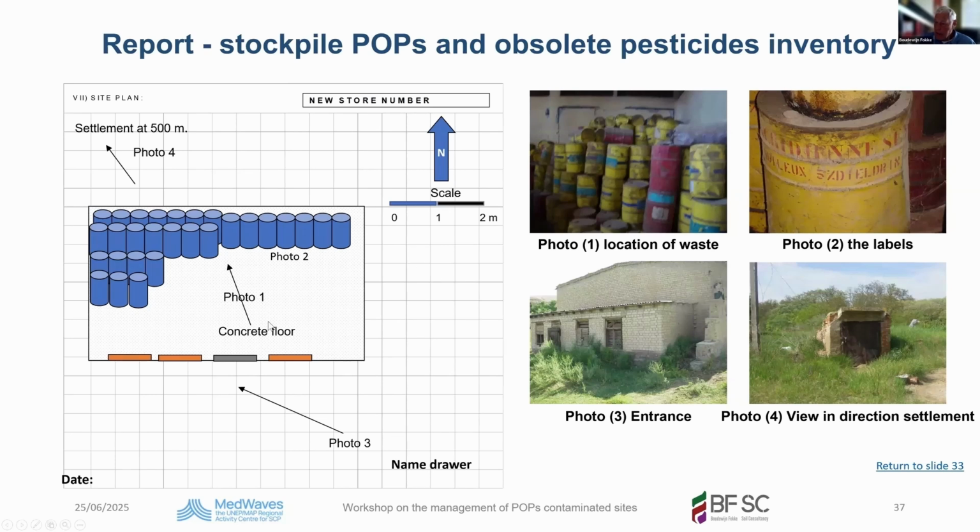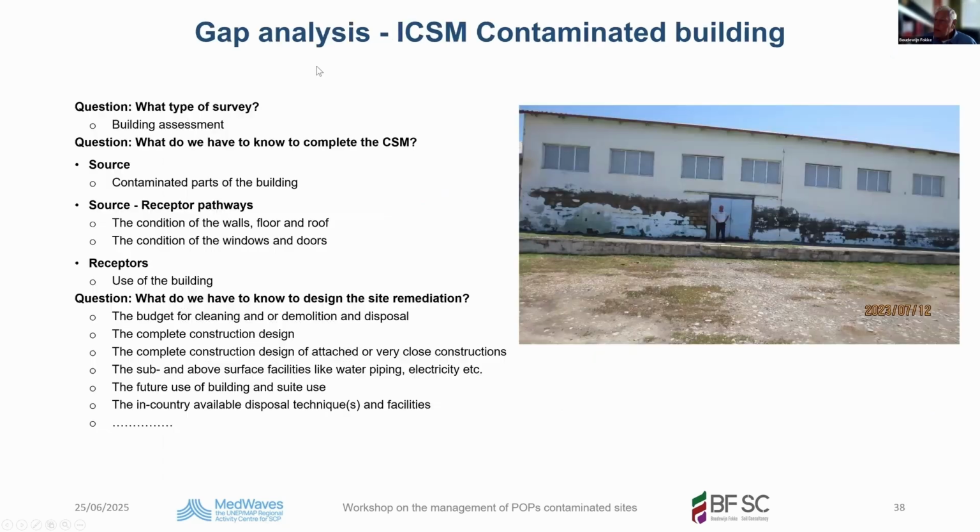Now again, photos taken, but on a map you indicate where the photos are taken and the direction of the photos. So photo 1 is taken from here, photo 3 is taken from the outside, photo 4 is taken from here. In this way you can easily share your information with your reader. Scale, north arrow, the number of your store, site visit, plan, date, the name of the drawer. That's also important, that you write down who has made this map. In case of question, you can contact him. This is the gap analysis of the initial conceptual site model of a contaminated building.